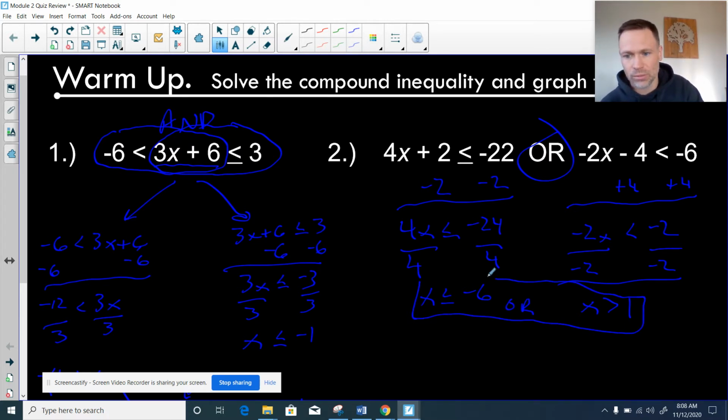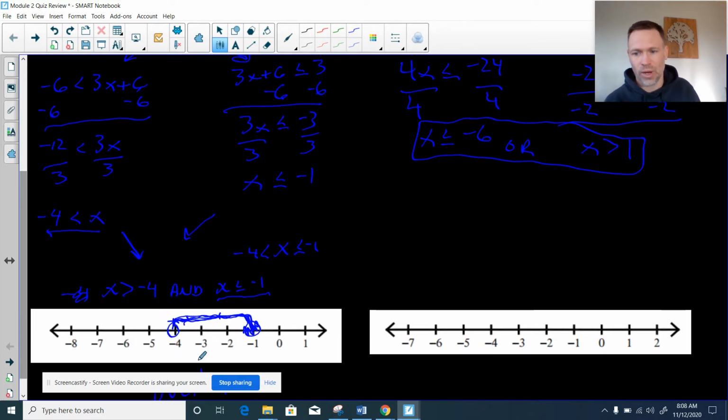and that's my final answer. Okay. Then graphing them, we just graph them individually. So, all right, x is less than or equal to negative 6. That's a filled in circle because of the line underneath, and my arrow going to the left. And then x is greater than 1. That is an open circle and an arrow going to the right. And because it's or, I don't care about overlap. None exists anyhow. So this is my final answer graph.